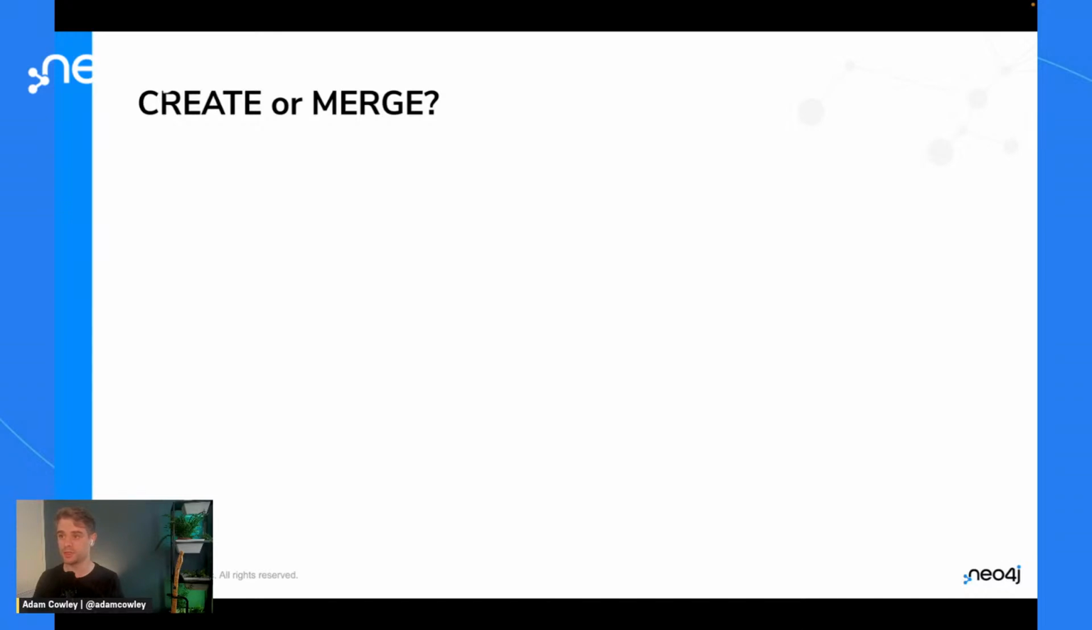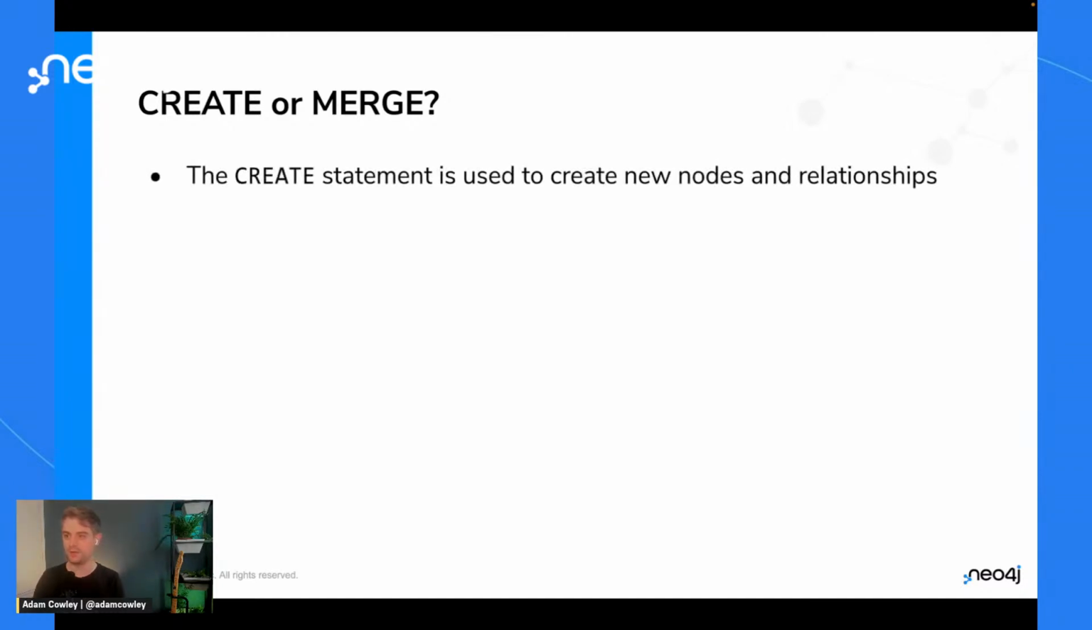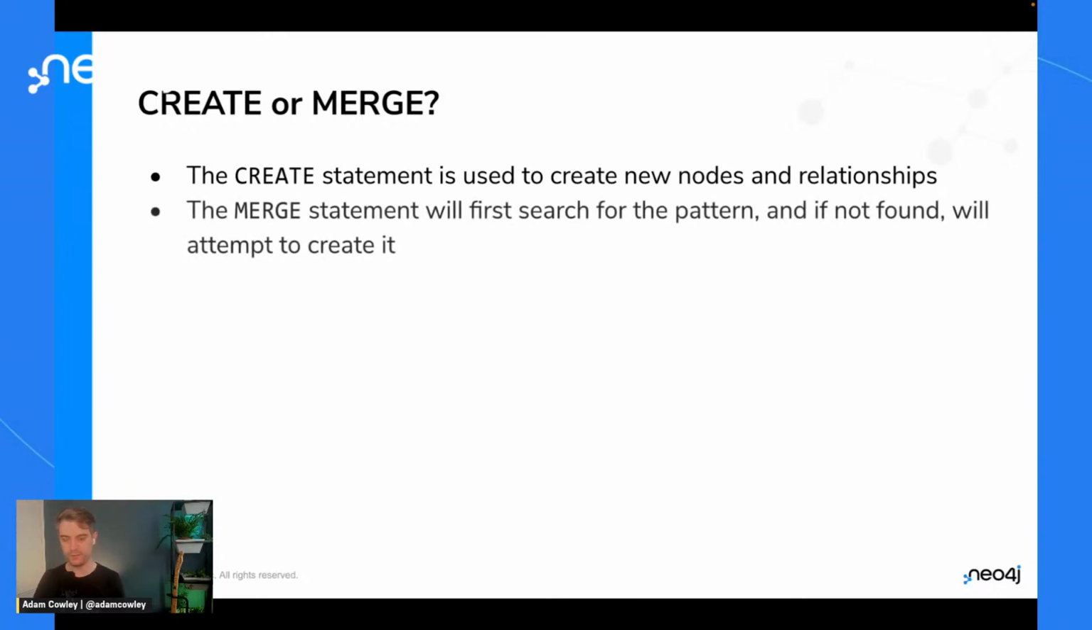So I also mentioned merge. Merge is different to create in that it will try to find the pattern for you before attempting to create it. So if we run that create statement 5 times, it will create 5 separate nodes in the database. However, if we use merge, it's kind of like an upsert. It's a find or create. So it will first attempt to search for the pattern, and then if that pattern cannot be found, it will then attempt to create it.